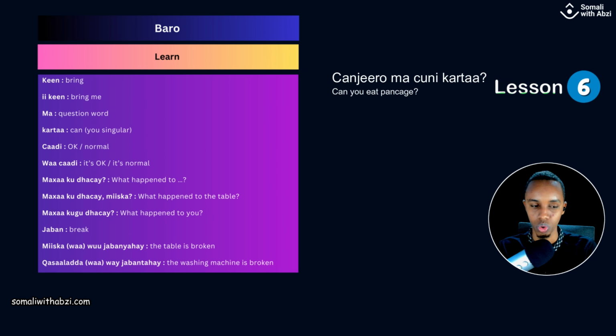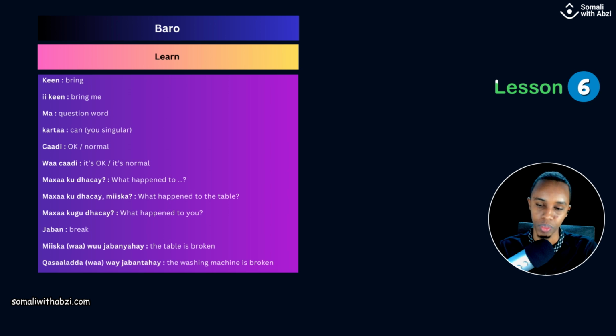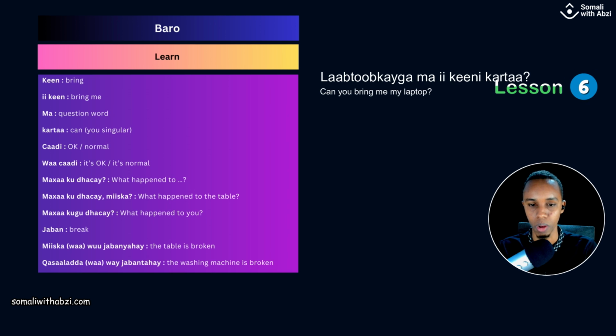And it's also very good to start with the noun instead of the question word. If you start with ma, people will kind of be confused. So it's good to start with the noun. So you can say, for example, if you're going to say in Somali, can you bring me my laptop? Start with my laptop. Laptopkayga, then the question word ma, then ii, then bring, keeni, then can you, which is kartaa. So laptopkayga ma ii keeni kartaa.